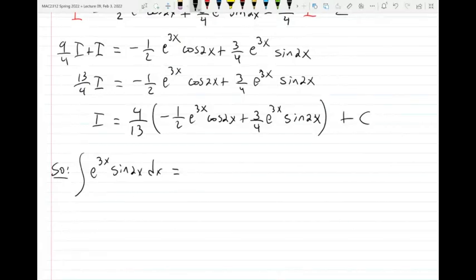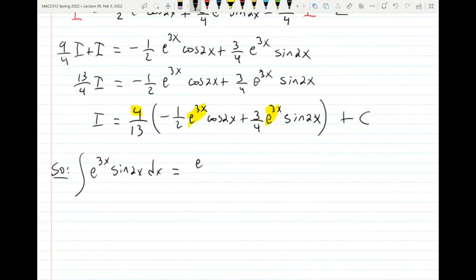Equals. Okay, let's see. We can do something nice here. I'm gonna pull out the e to the 3x, and I could bring in the 4, and here's what I'm gonna do. I'm gonna pull out the e to the 3x common factor, and I'm going to distribute in the 4. You okay? What I'm about to do? Just to get a nice expression.